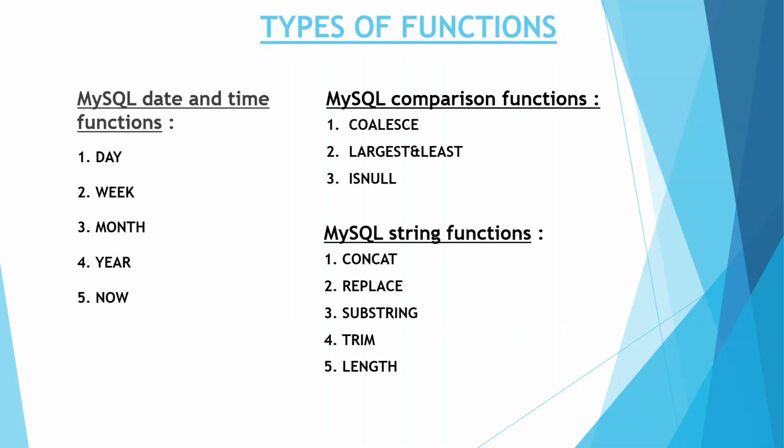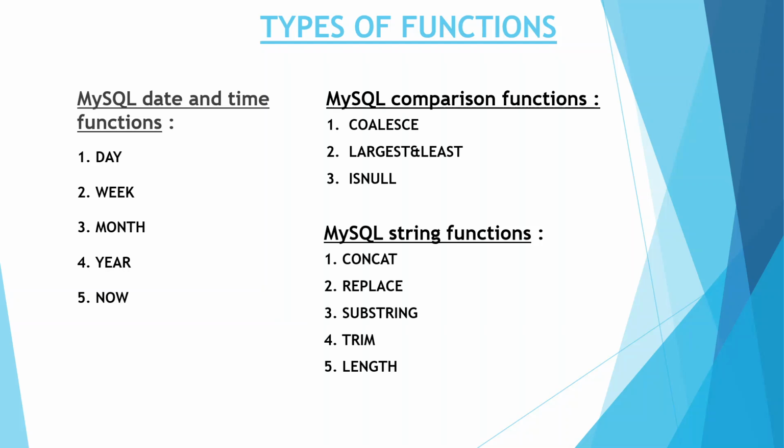MySQL comparison functions are coalesce functions. Coalesce functions are the functions which give you the first non-null value which is recorded in the database. And greatest and least are used to find the largest and least value in a database record. The isNull function is used to find if any record is null or not. If the record is null, the isNull function returns true, or else it returns false.